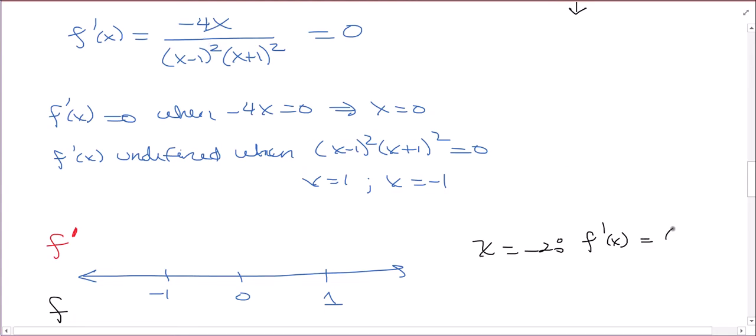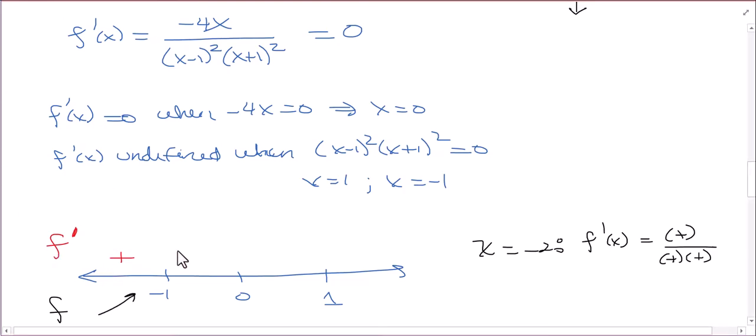So negative times a negative is positive over, and then notice that both of those are squared. So regardless of what x value you put in here, when you square it, it's going to be what? Positive, right? So the bottom is always positive. This is kind of neat to know, because we really just need to check the sign in the numerator. So everything is positive, so the derivative here is positive, which tells you that the function is increasing.